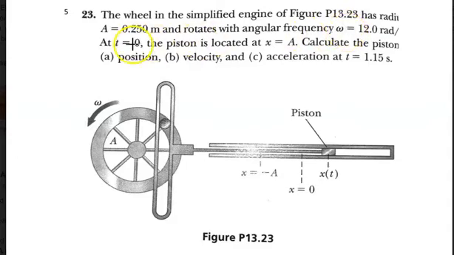Now, when t is equal to 0, it is given that the x of the piston is equal to A, which is the original or the rest point. The question asks you to find the position, the velocity and the acceleration of the piston when t is equal to 1.15 second.